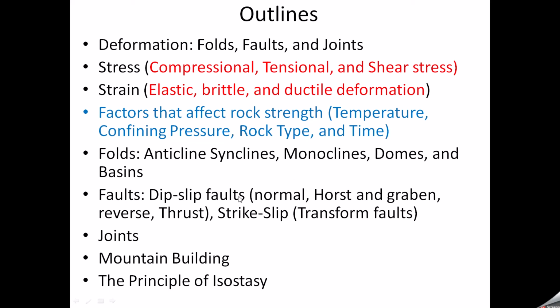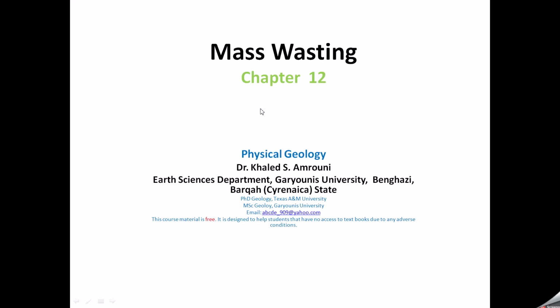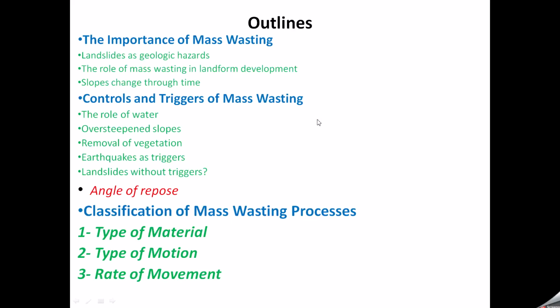Faults: dip slip fault and strike slip fault. Dip slip faults include normal, reverse, thrust, and horst and graben. Transform and strike slip faults, they are called transform faults. And then we have joints, we have mountain building, and then the principle of basins. Mass wasting, chapter 12. The importance of mass wasting. First item, landslides, a geological hazard. The role of mass wasting in landform development. Slopes change through time. And then controls and triggers of mass wasting.